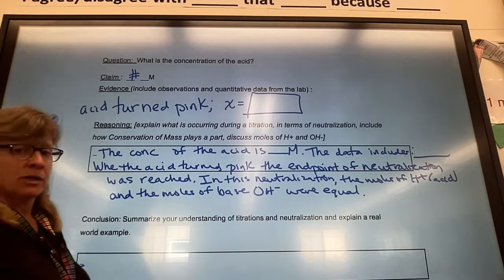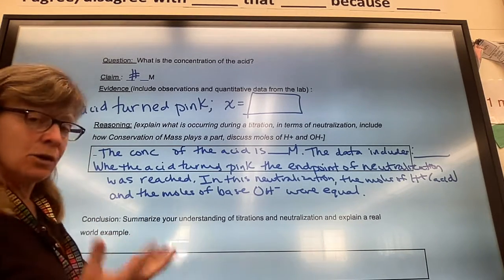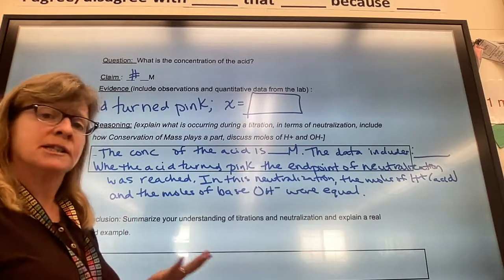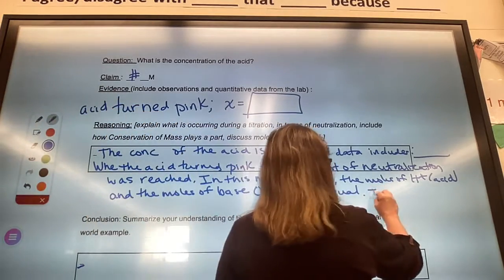Now I can end it. Again, pause your video as you need with a nice conclusion statement. You can use in conclusion, in summary. I'm going to do in conclusion.